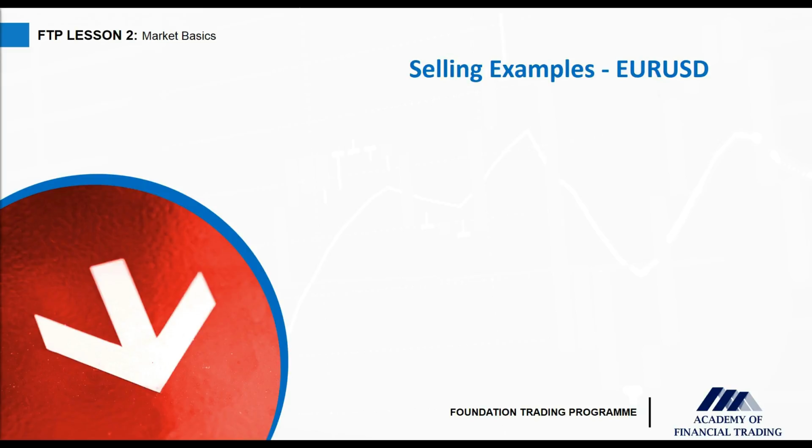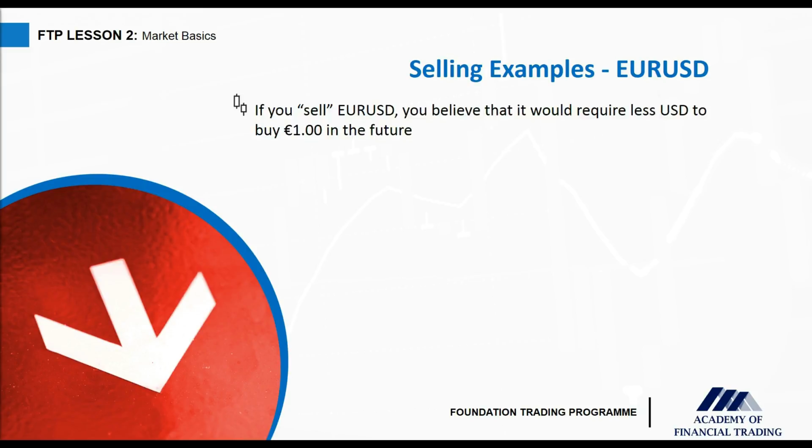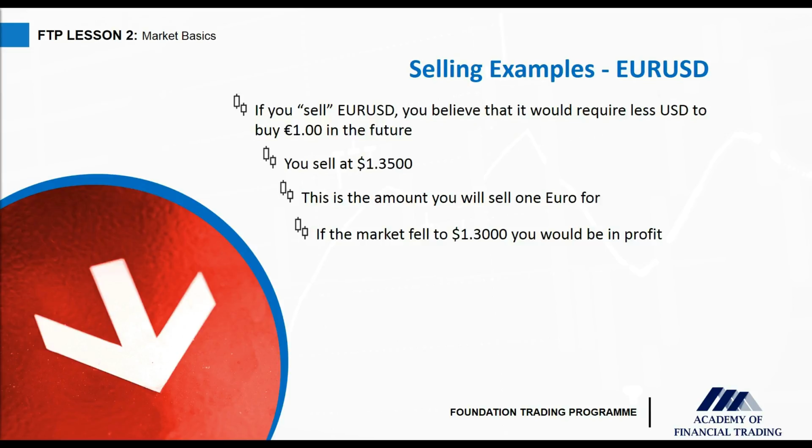So some other examples, right? Let's go back to our Euro USD dollar. If you believe that it would require less USD to buy €1 in the future, you sell at 135. So we're coming in at the market at 135. This is the amount you're going to sell €1 for. The market fell to 130. So we've actually made a profit even though the market has fallen. How much are we profiting by? Exactly. Thank you.